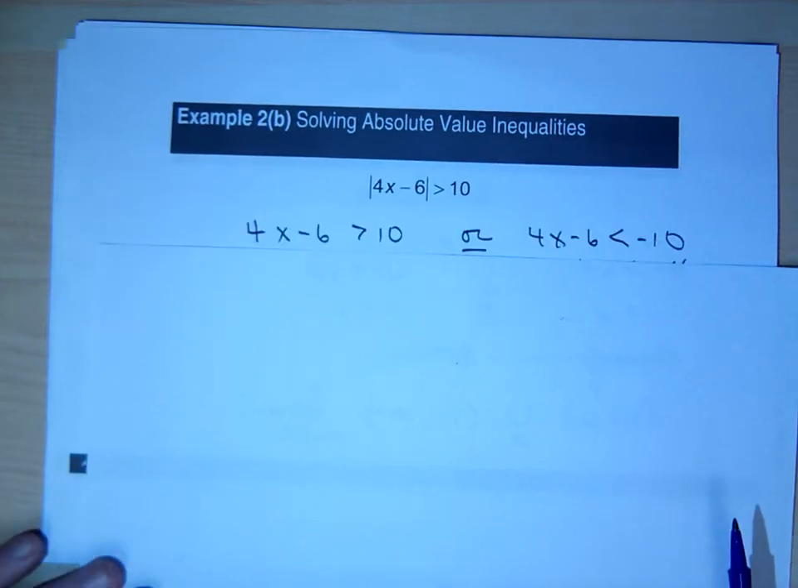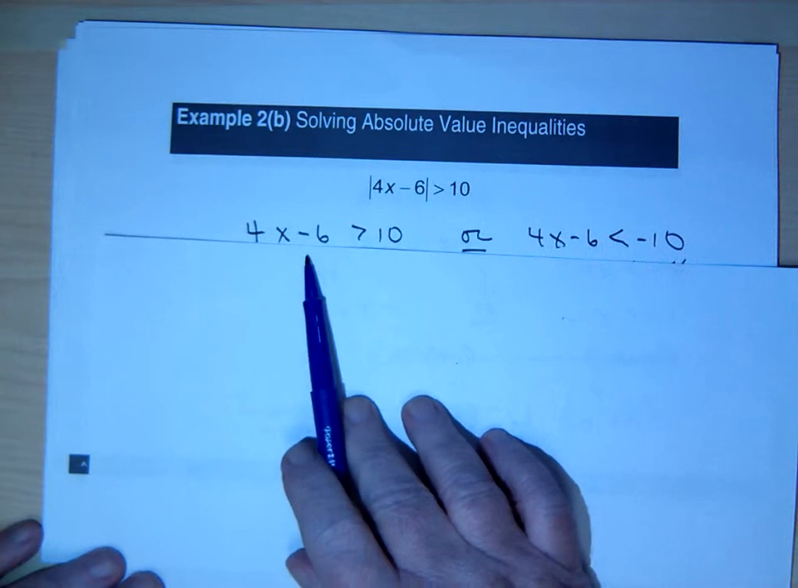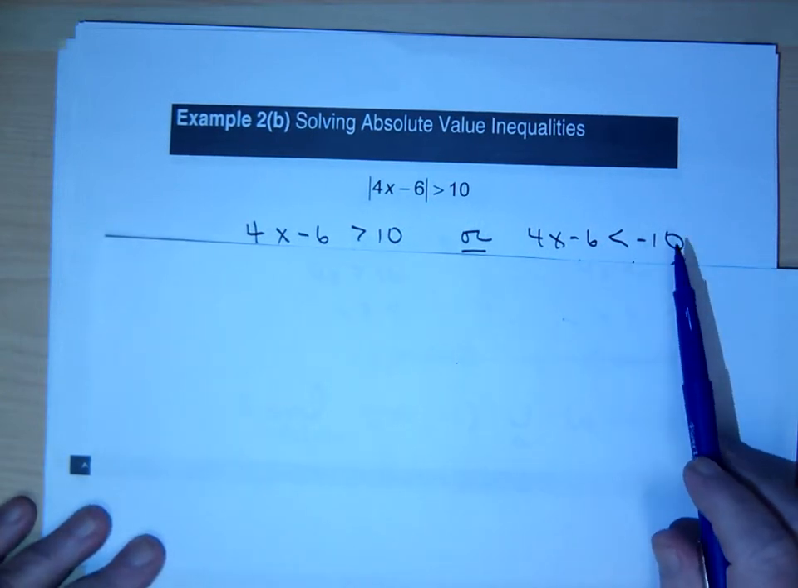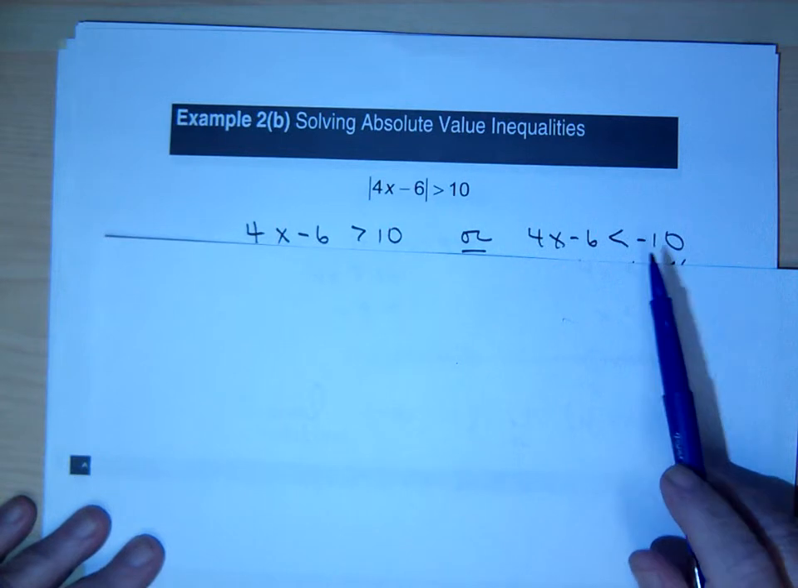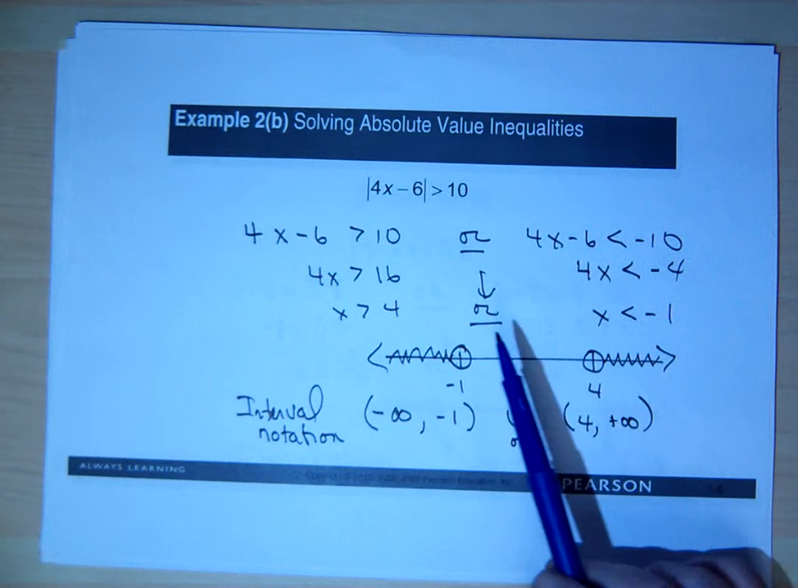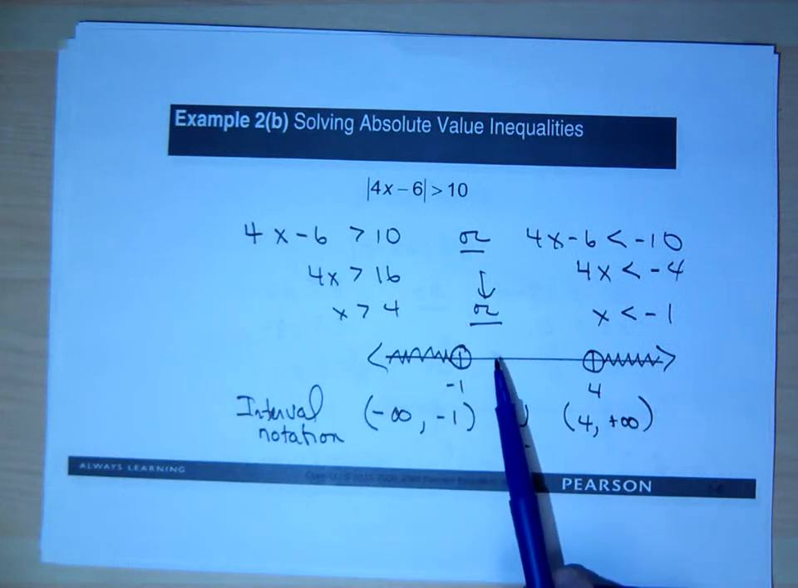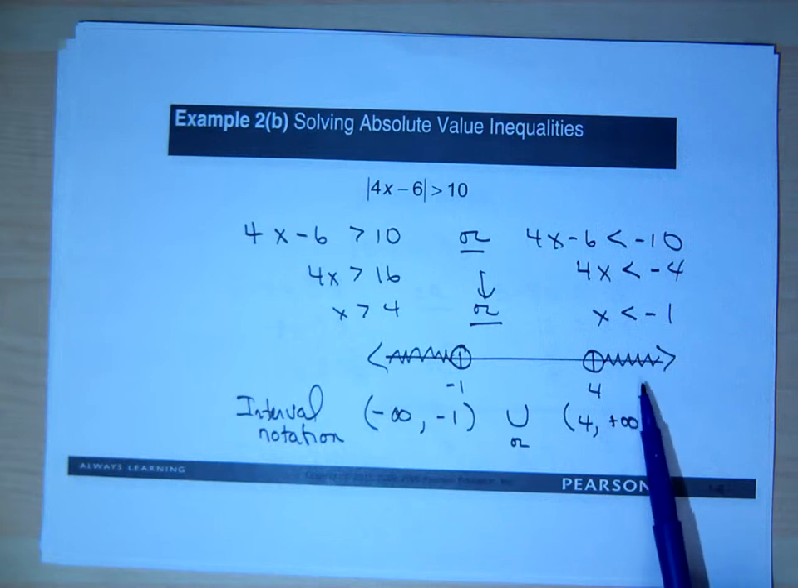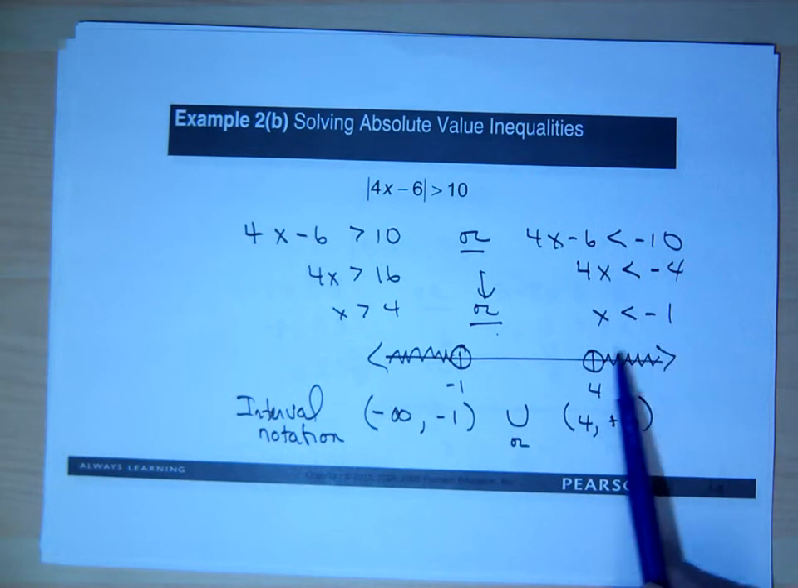So either z, what is between the absolute values, is bigger than 10, or whatever is between the absolute values is less than -10. And there's an OR in between. So I will work through and solve both sides separately. Here I get z is bigger than 4. That means I'm on this part of the number line. Or z is less than -1 on this part of the number line.